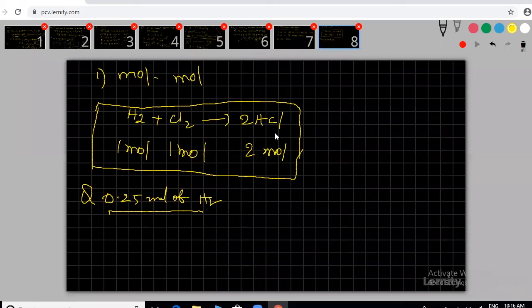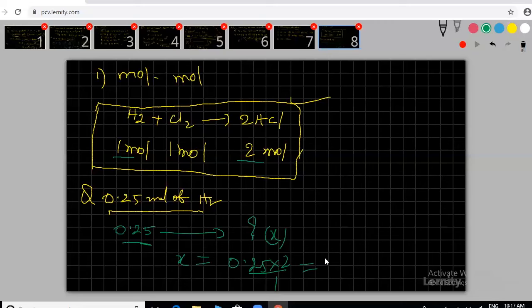0.5. Why are some people getting 0.05? Maybe you can find a calculation mistake. So this is the equation. 1 mole of H2 will give how much? 2 moles of HCl. Then 0.25 moles of H2 will give how much? This is the X value. X equals 0.25 into 2 by 1. How much will you get? 0.25 into 2 is 0.5. Is it correct or anything wrong?